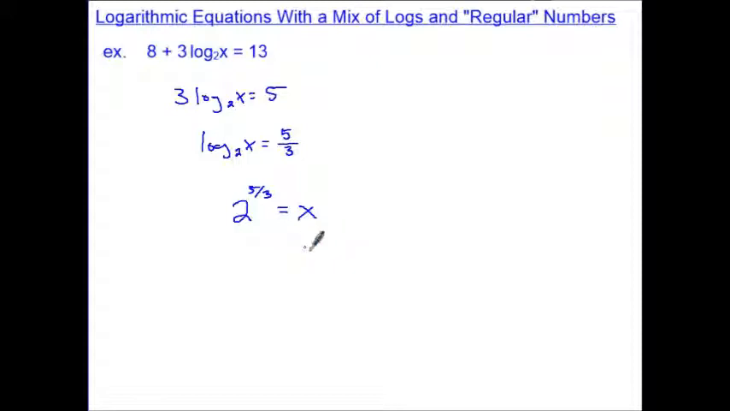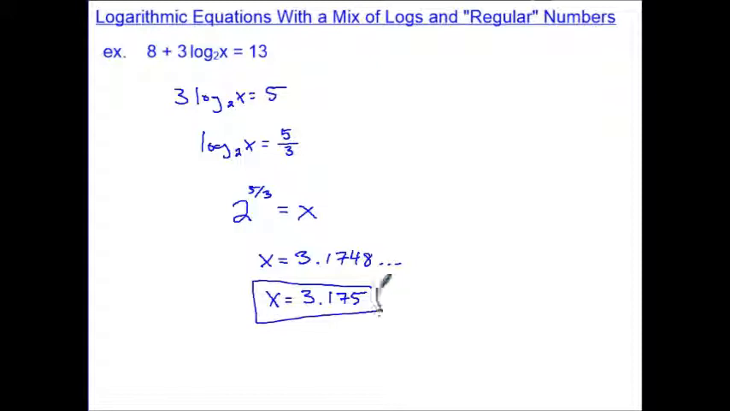Okay, now normally that might be a good answer on its own, but the book is going to ask us for a decimal here. So basically type 2 to the 5/3 into your calculator, and you should get 3.1748 and a bunch of other decimals. But again, with our rounding to the 3 decimal places rule, we got 3.175. So there you go.